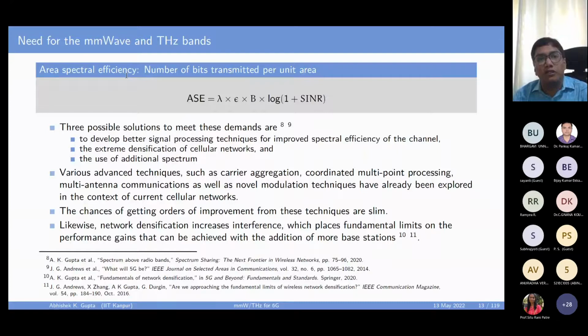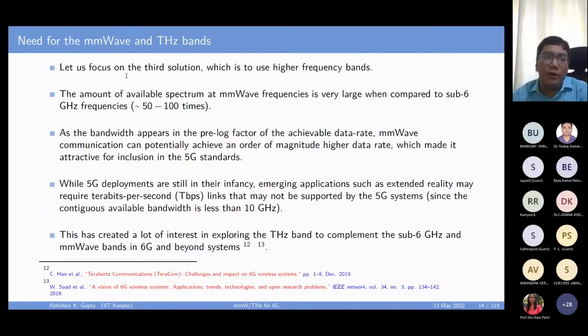The reason is that as you move very close, you enter a different near field regime, and the coverage starts degrading in that region. So you cannot get much beyond densification. Of course, all these parameters can help. But the one thing which can give us an order of magnitude improvement is the bandwidth factor. What if we move up in frequency? Then you should be able to get a lot of bandwidth.